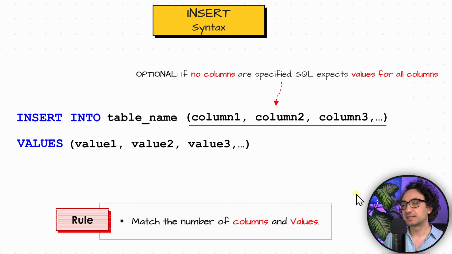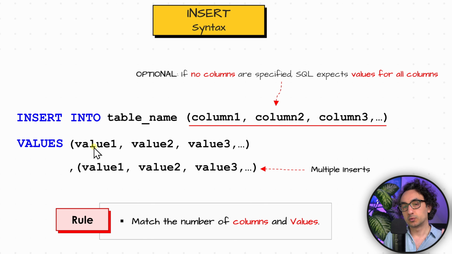Now for the INSERT statement, there is a very important rule. The number of columns and values must match. So if you specify 3 columns, then you must insert exactly 3 values. So this must be matching. And one last thing about the syntax, you can insert multiple rows in one go. So for each row, you can specify a list of values that must be inserted. So that's all about the syntax.